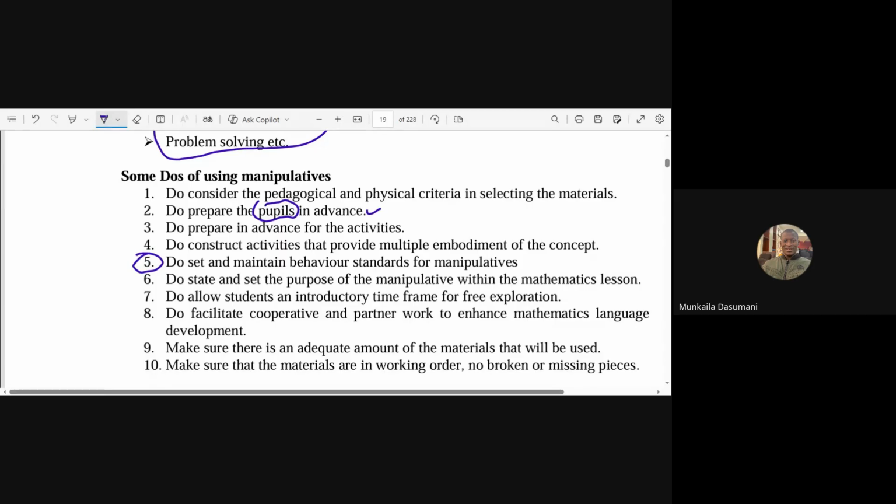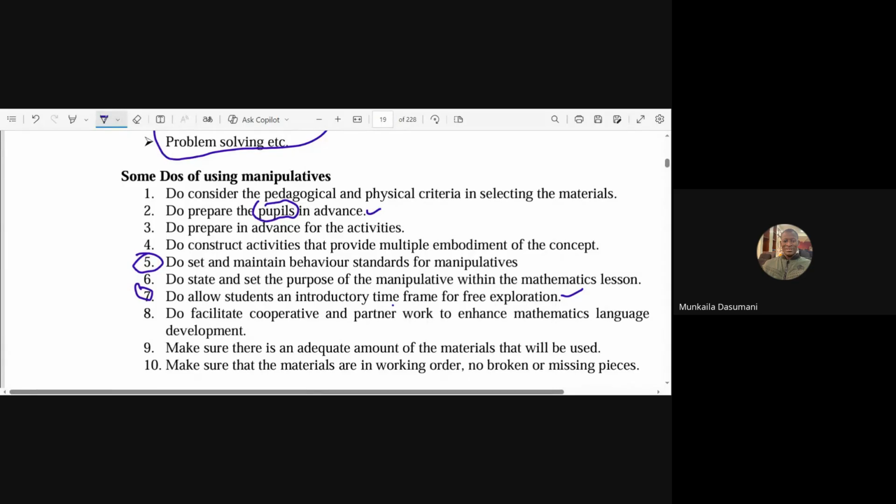Because if you waste time, point 7 is not going to be achieved, because you do allow students an introductory time frame for free exploration, so that you don't give them so much pressure on the time. Manipulatives are time consuming, so there might be introductory time. Yes, a good time, not too much, but good time.